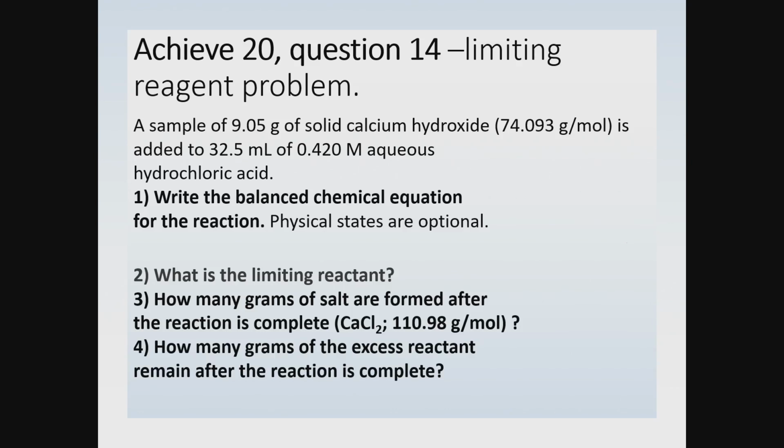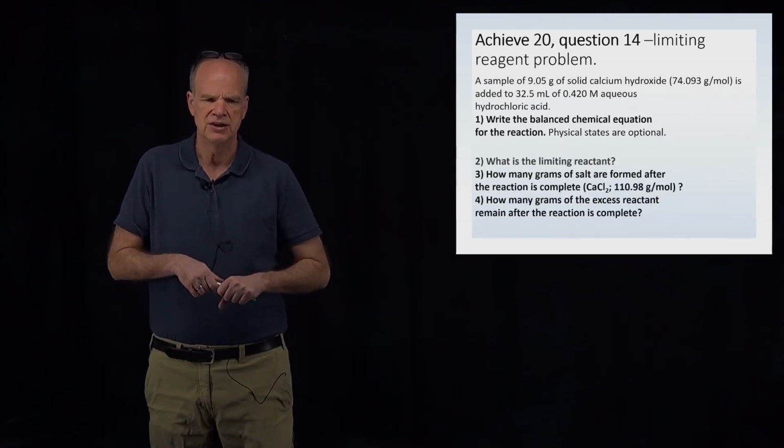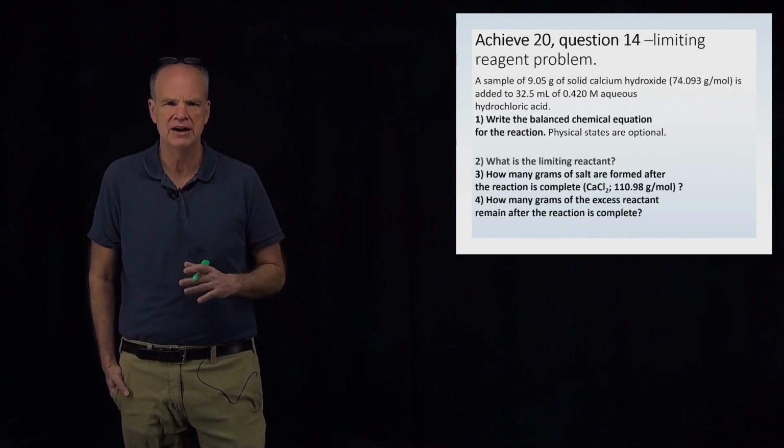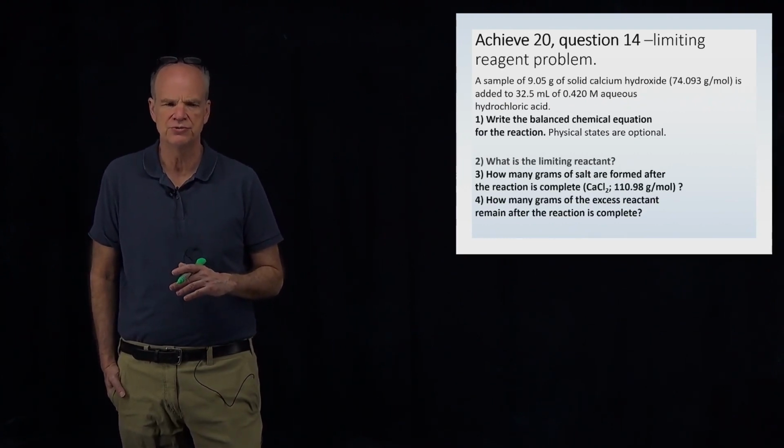We have to figure out what is the limiting reactant, how many grams of salt are formed after the reaction is complete, and then finally, how many grams of the excess reactant remain after the reaction is complete. So if I can reduce the slide. Okay, so let's first try to write out a balanced chemical equation for this reaction.